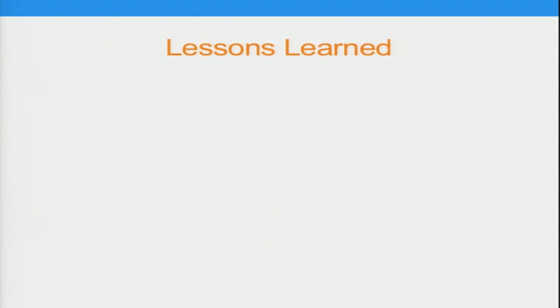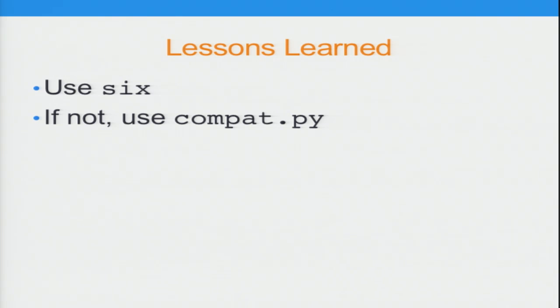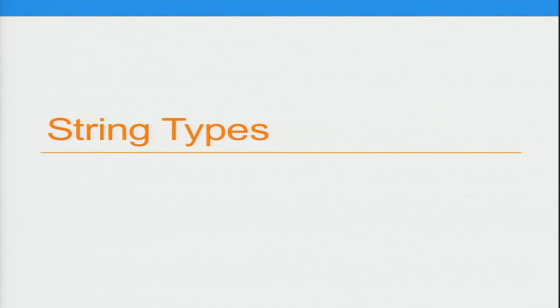So the lesson learned here is use Six. It's great for handling all those name changes across Python versions. And if you can't do it, use the compat.py file. So now we've talked about renamings. There's also string type differences across all the different Python versions. So you'll get a change in name and also a change in functionality that you actually will have to handle.